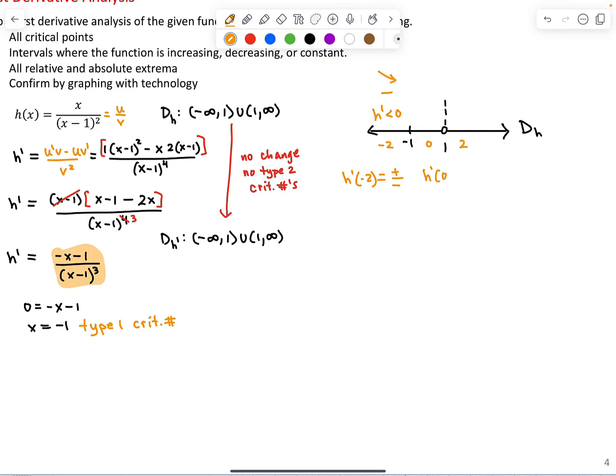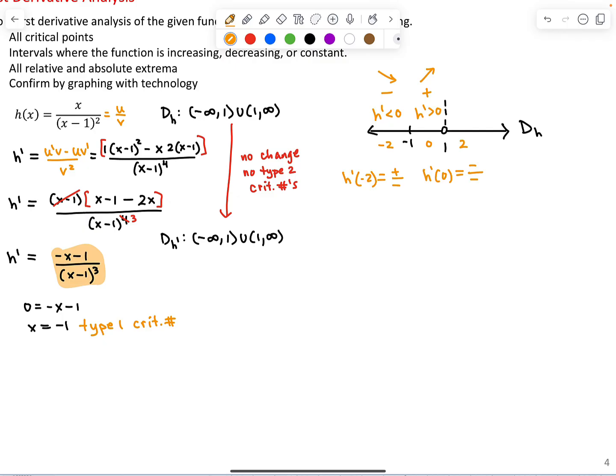Now I'll test h prime of 0. Negative 0, 0 minus 1 is a negative numerator, divided by 0 minus 1 is negative 1, cube it is still negative, so we have a negative divided by a negative, that's a positive. So h prime is more than 0 on this interval, suggesting our function is increasing. Now keep in mind there's an asymptote at x equals 1, so this function will increase following the asymptote up.